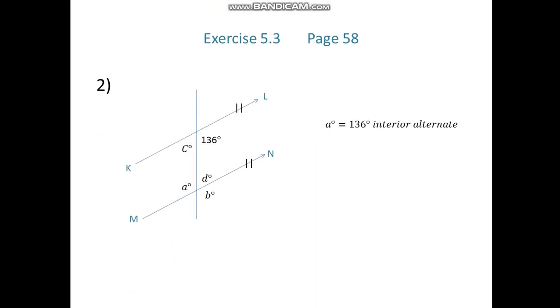That's the answer. Number two: A naught is how much? A naught is 136. Why? Because of an interior angle. And B naught is 136 because of the corresponding angle. Where is B naught? This one. Look, A naught and 136, they are two interior alternate angles. That's why they are the same.